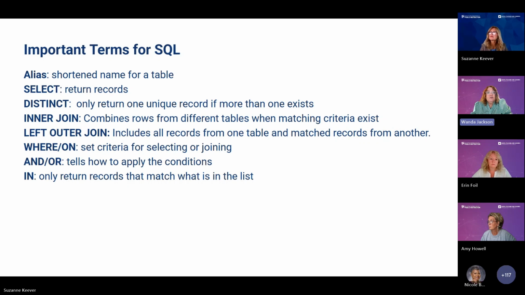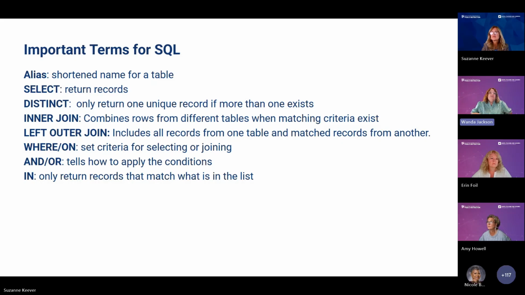Now we're going to look at a few SQL terms that you'll probably hear me say while we're looking through our code. Alias is just a shortened name for a term. Select tells you which records it's going to return, and distinct, as already mentioned, means it's only going to return one unique record, even if more than one exists.